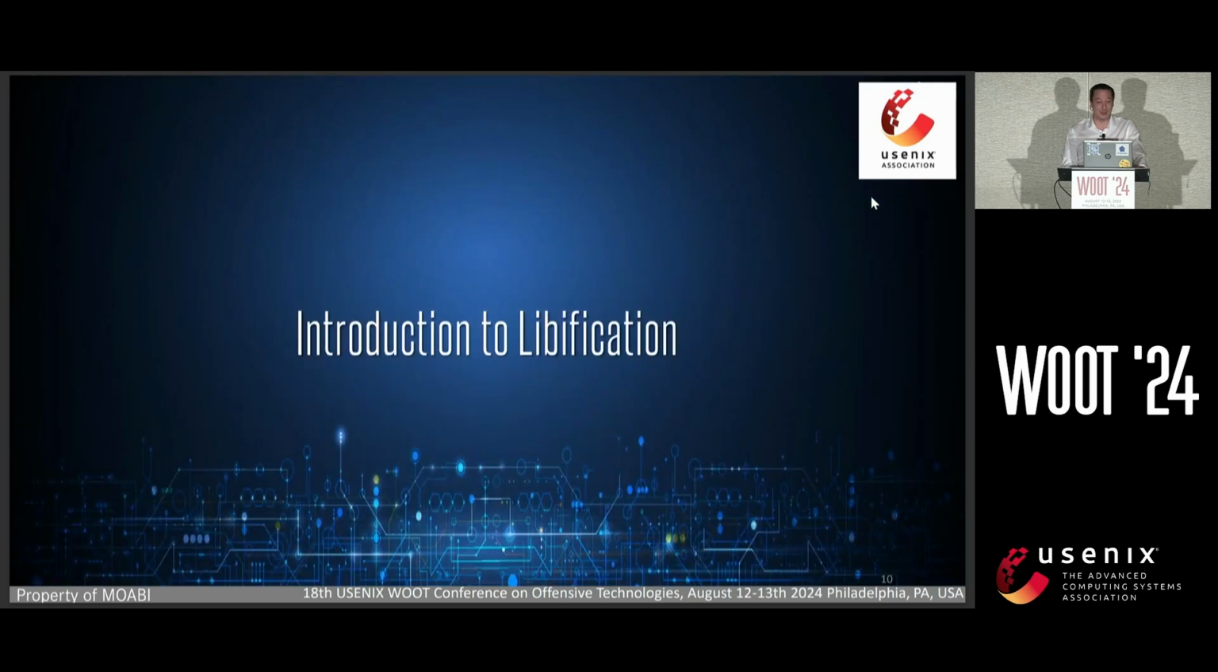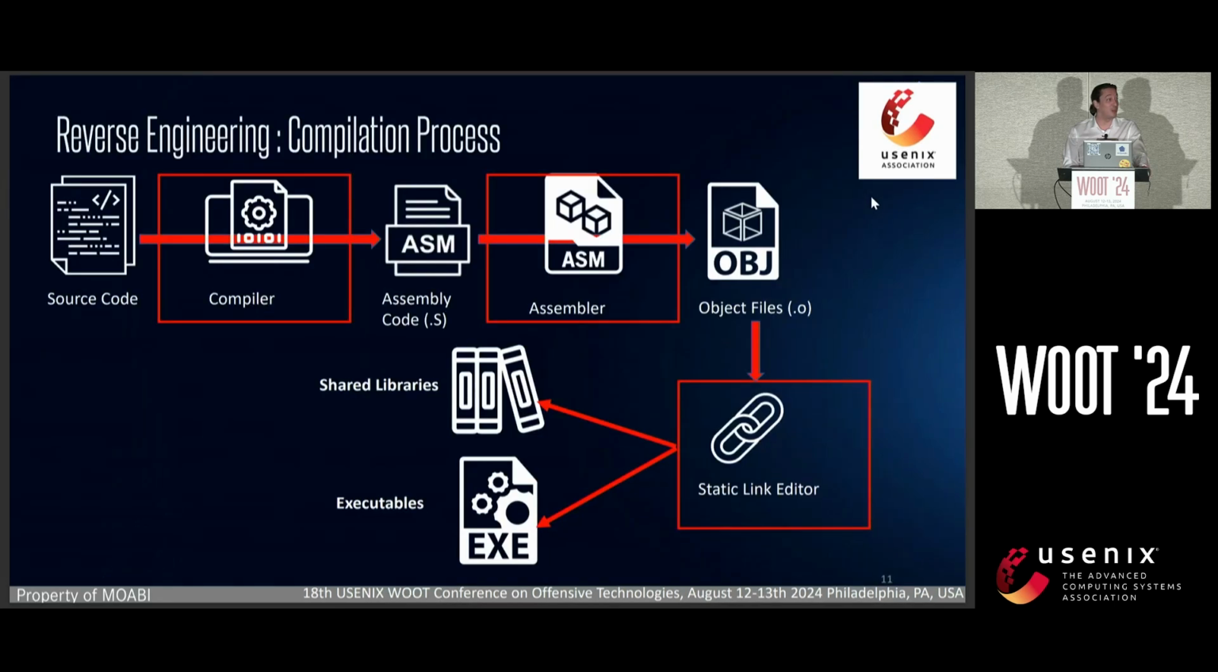To do this, we're going to introduce a new concept called Libification, which is the act of transforming something into a shared library. This is a typical C compilation problem where we have source code which is compiled into assembly code via a compiler. An assembler produces object files, and a static link editor produces either shared libraries or executables.